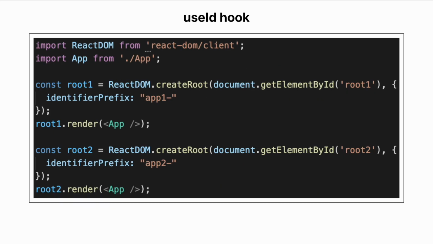If we use more than one React application on a page, then we can pass identifierPrefix as an option to the createRoot function. This ensures that IDs generated by two applications never clash, because every ID generated by useId will start with the distinct prefix that we have specified.